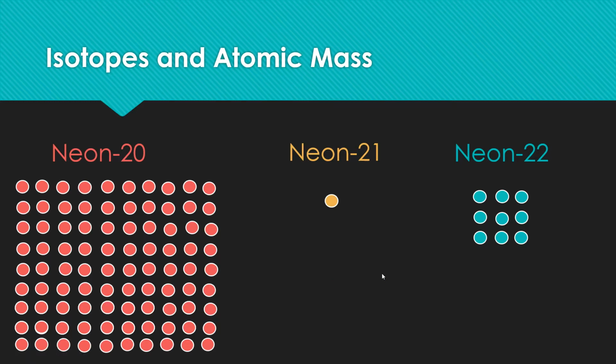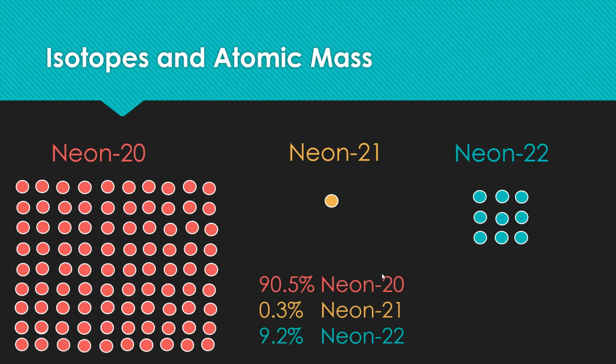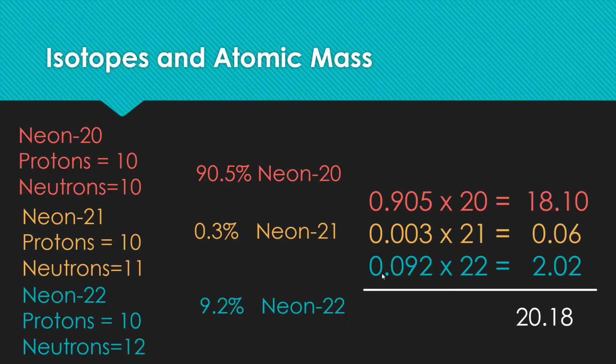Using the addition method, that's going to take forever. Billions upon billions of atoms and having to add 20 plus 20 plus 20 plus 20 plus 20, over and over and over again. It's not very efficient. So what is efficient is using this percentage thing, because people can figure out this percentage thing, and I'll show you how here in a minute. So we know that 90.5% of all the neon is neon 20, and 0.3% of all the neon is neon 21, and 9.2% of all neon is neon 22.